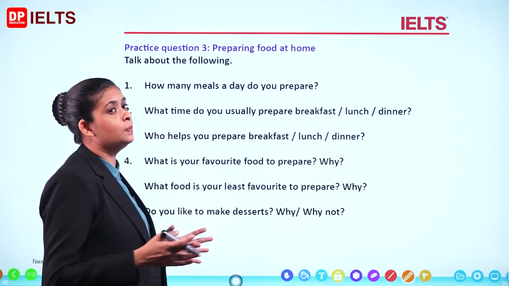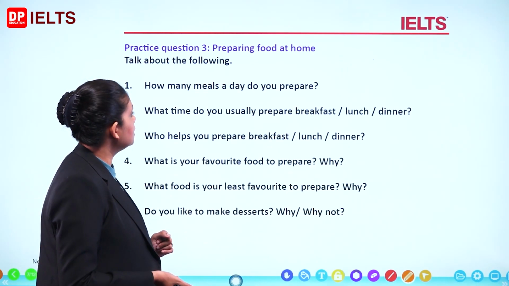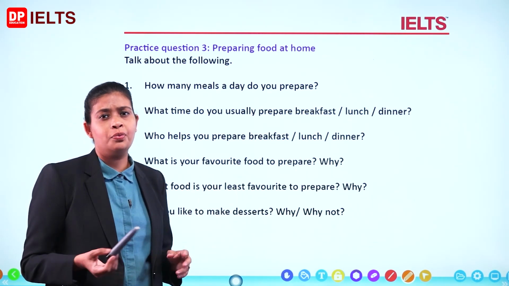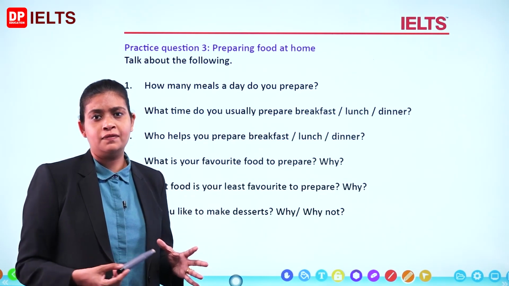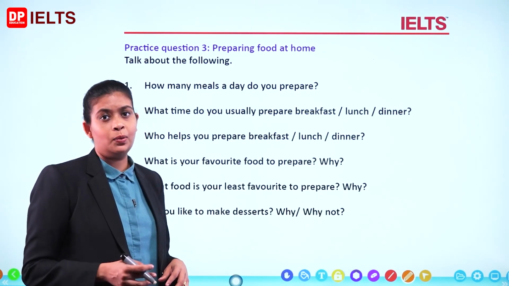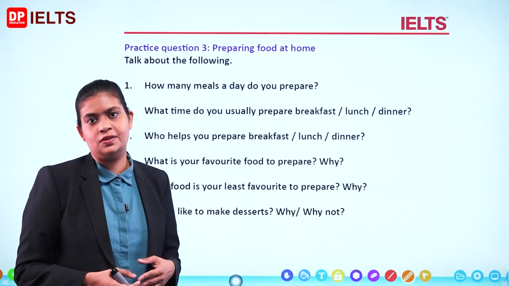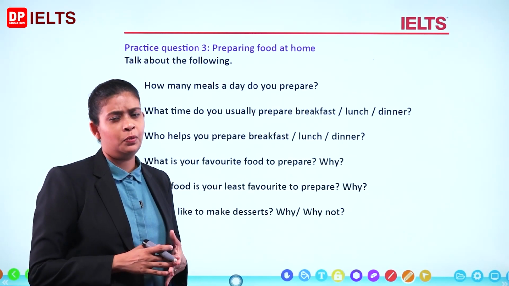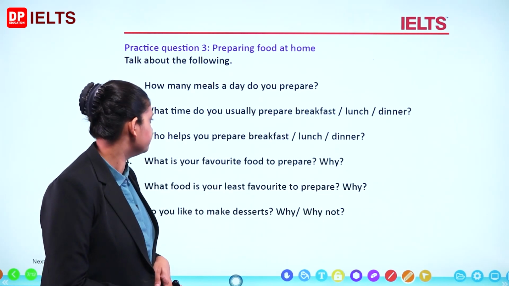So we usually prepare all 3 meals at home. What time do you usually prepare breakfast, lunch and dinner? So breakfast and lunch, we start preparing at 5 o'clock and we're done by 6:30 a.m. Dinner, we have an early dinner because the kids obviously want to eat early. So we have dinner at 6:30. So we finish preparing dinner around 6 o'clock in the evening.